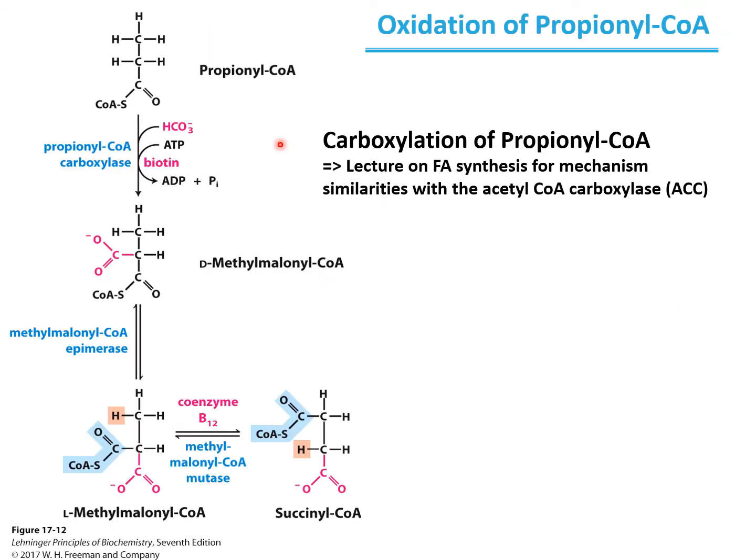And these are the 3 steps. This propionyl-CoA will undergo a carboxylation, and this reaction is similar to that of acetyl-CoA carboxylase, which generates malonyl-CoA. And then this is followed by an epimerization here, and the transfer of this CoA onto this last carbon, hence generating succinyl-CoA. This can then go into the citric acid cycle.